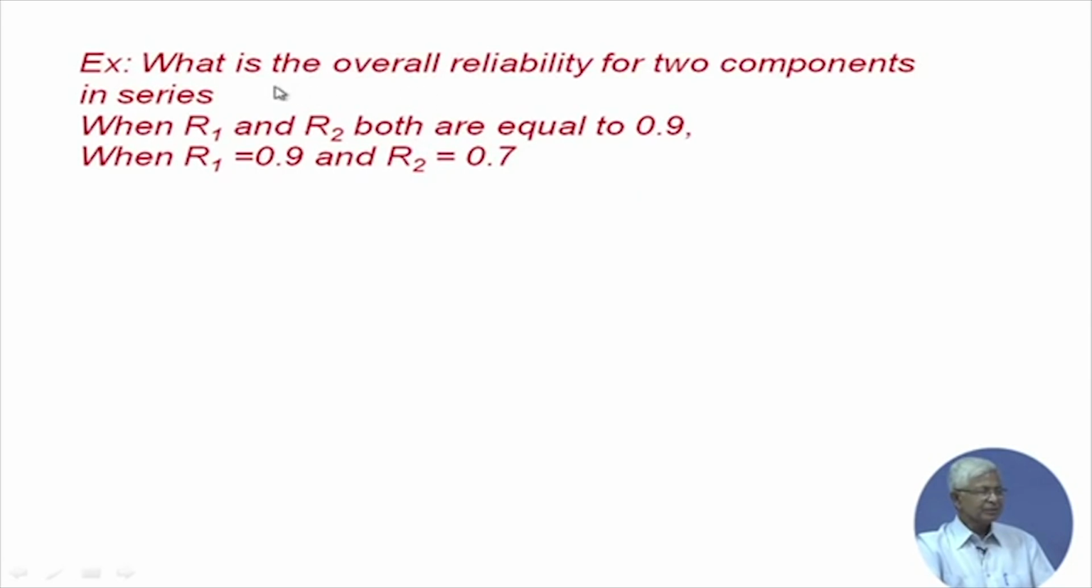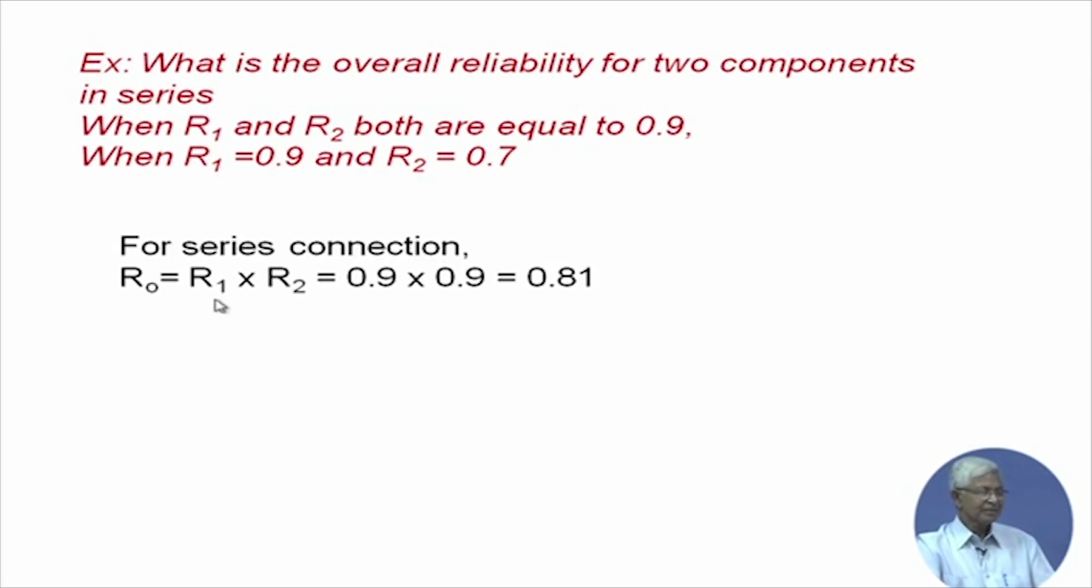Let us see the numbers. What is the reliability of two components in series when R1 and R2 both are 0.9, and when R1 is 0.9 and R2 is 0.7? Multiply them: when both are 0.9, the overall reliability is 0.81, which is less than the individual reliability. When it is 0.9 and 0.7, it is 0.63, lower than the lowest one.